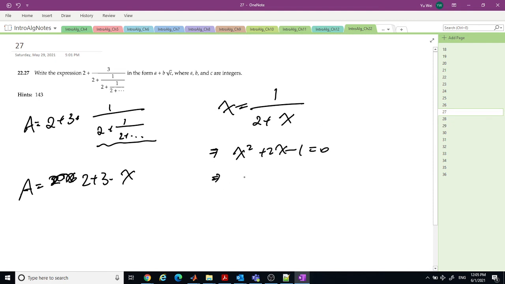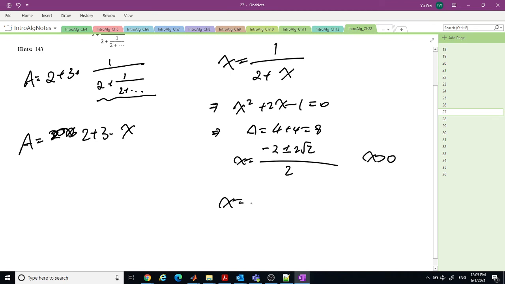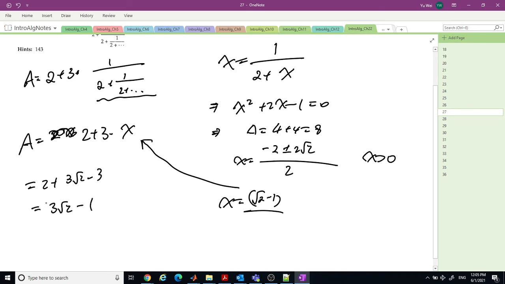So delta is 4 plus 4, which is 8. So x equals negative 2 plus or minus 2 root 2 over 2. We know x is greater than 0, so x equals root 2 minus 1. If x equals root 2 minus 1, you can insert it back. So it's 2 plus 3 root 2 minus 3, which is equal to 3 root 2 minus 1. Okay, so this is the answer.